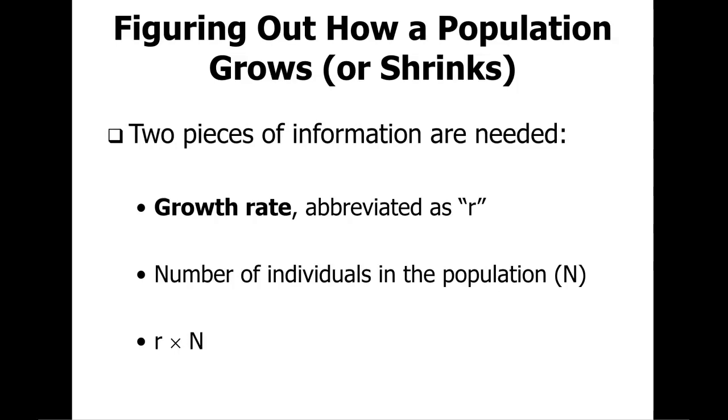And so how do we determine these birth rates? Well, individuals in a population, which we're going to look at in just a minute, are going to help us determine that. The number of individuals in that population we're going to use as the capital N. So we're going to multiply lowercase r times N: growth rate times the number of individuals in the population.